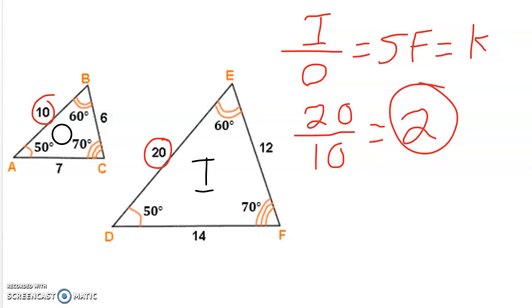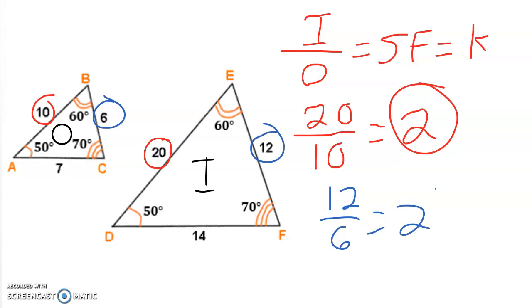So I'm going to do in blue, I'm going to do 6 and 12 to prove to you what the scale factor is. I would take the image side length, which is 12, and put that on top of 6, which is the corresponding side length on the original shape, and that would also reduce to 2. My scale factor is 2. Okay, so my scale factor is 2 here. It's as simple as that.